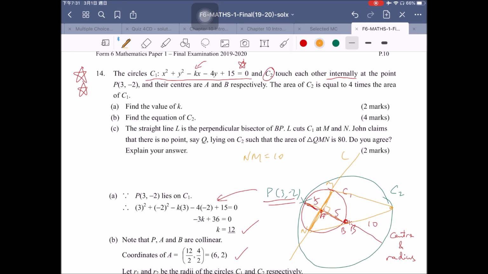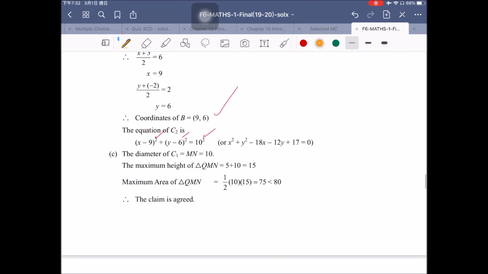Okay. Can you find out Q on C2? You see the maximum occurs on this point. And then this length is 15. Therefore, the maximum area of triangle QMN is 1/2 the base MN times 10 plus 5, 15. That is, this is 10, only 75, okay? Only 75 is not greater than 80, okay? It's only 75, not greater than 80, so the claim is agreed.